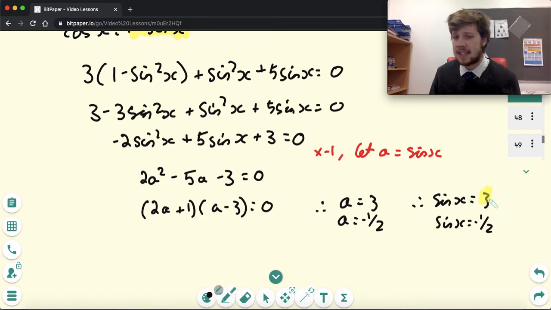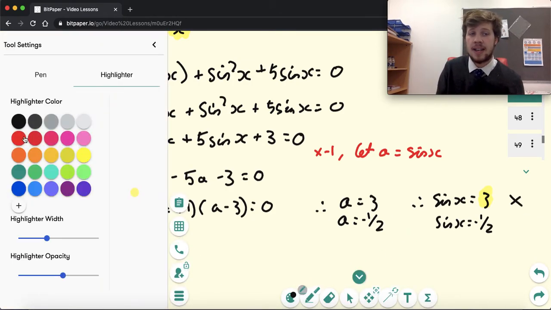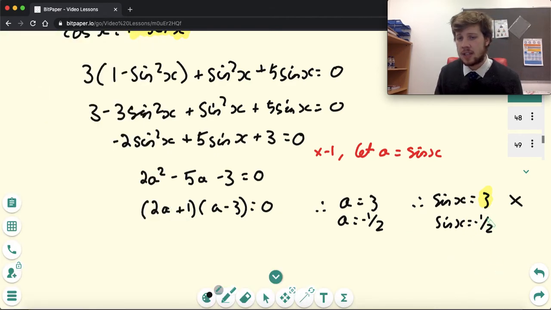Most of us managed to get up to this stage, but what we didn't realise was that the sine of a value of an angle can't be greater than 1 or less than negative 1. So for this example here, where it's equal to 3, I can't do that. So the only thing that I'm actually looking at is this bottom equation here for sine x equals negative a half. So this is the main equation that I'm going to be focusing on.